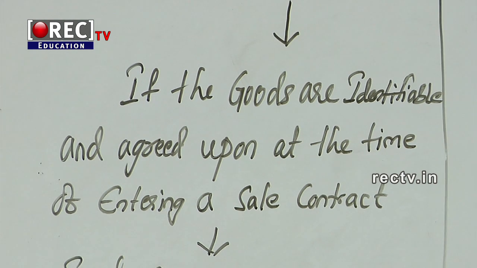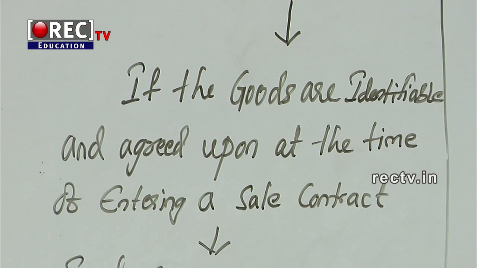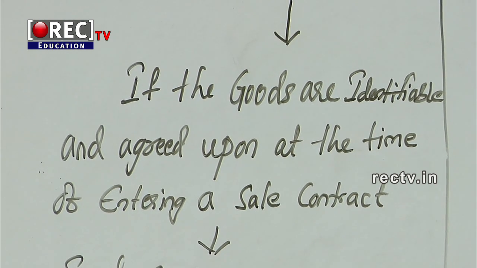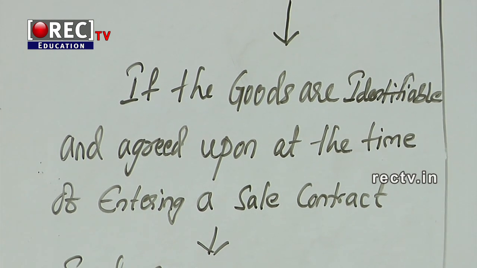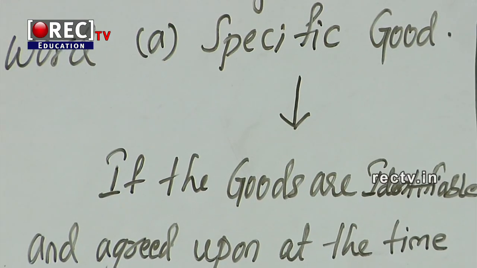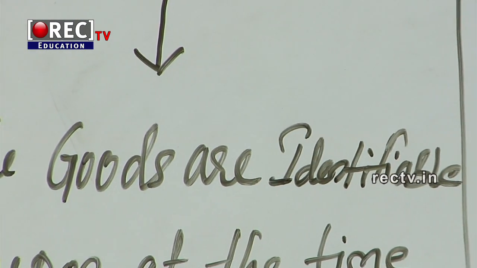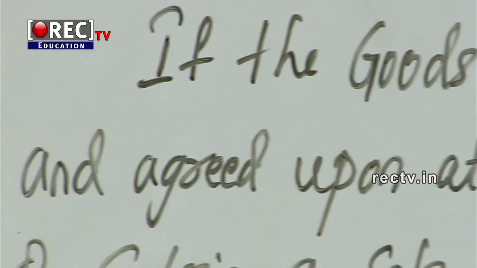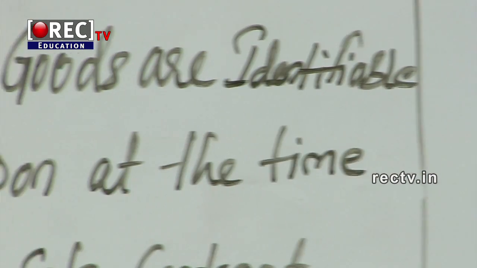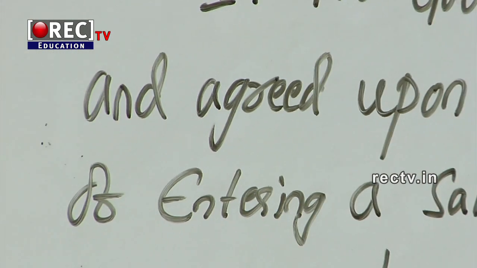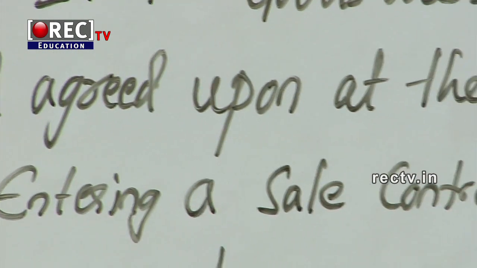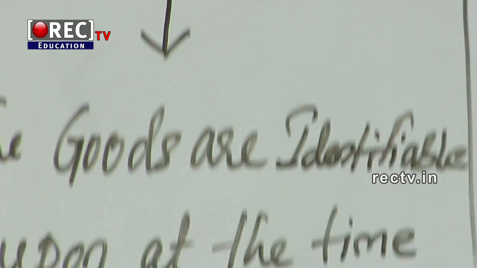That means when we enter into a contract, that is a sale contract, we should be able to identify the goods. Such goods are specific goods. So goods are identifiable and agreed upon at the time of entering a sale contract.